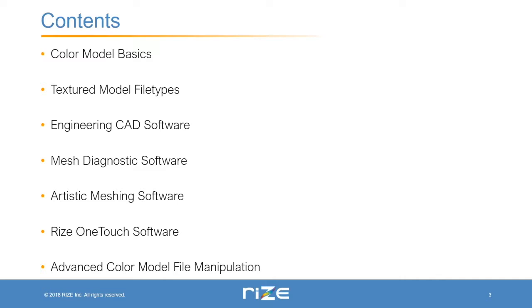So that will include engineering software, mesh diagnostic software, which is more often aimed specifically at 3D printing, artistic meshing software, which is used more often for graphics, and Rise One Touch software, which is Rise's proprietary slicing software. And then after all of that, I'll be looking at some advanced color model file manipulation, which is typically not necessary, but if you manage to understand that portion, then you'll be a master at being able to get color files ready for printing.